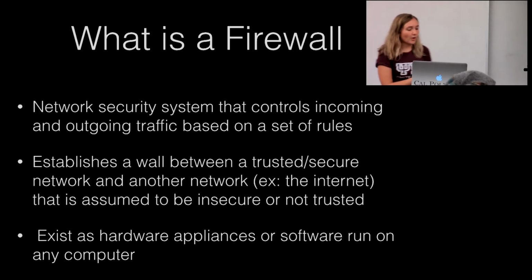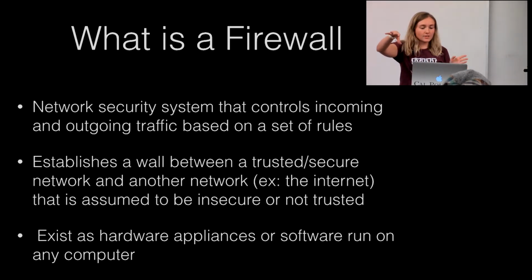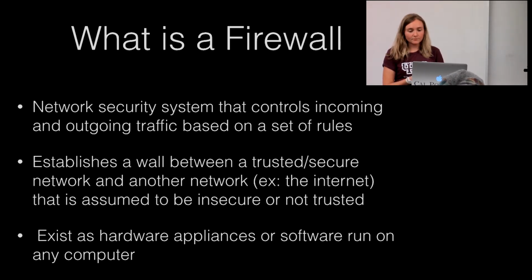Fun story. So what is a firewall? Basically, it's a network security system that controls all the network activity going in and out from the outside world into the inside world. It's kind of like a wall in between a trusted, secure network and an insecure network. So you can imagine a company would want a firewall around them, watching all the network traffic from the outside world in the internet so that they don't get bad things coming into their internal network. And they exist as both hardware appliances and software run on computers.